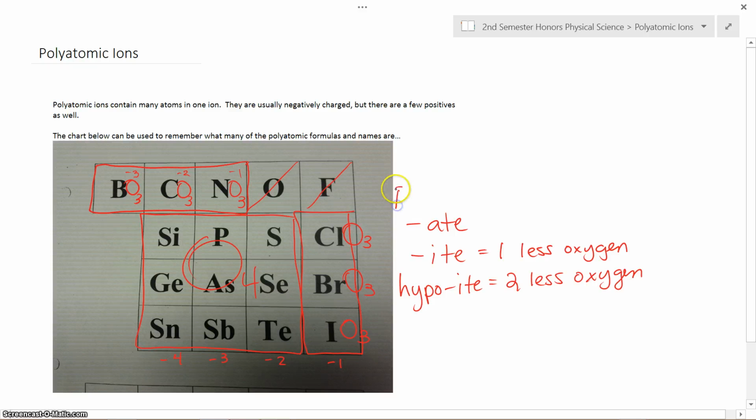Sometimes you'll see a prefix on the ATE ending as well. So you would see per and then ATE on the end. Per means you add 1. So the way I remember is per means plus. Right? So 1 more oxygen than is on your chart there, right? So the ATE is what's on the chart.